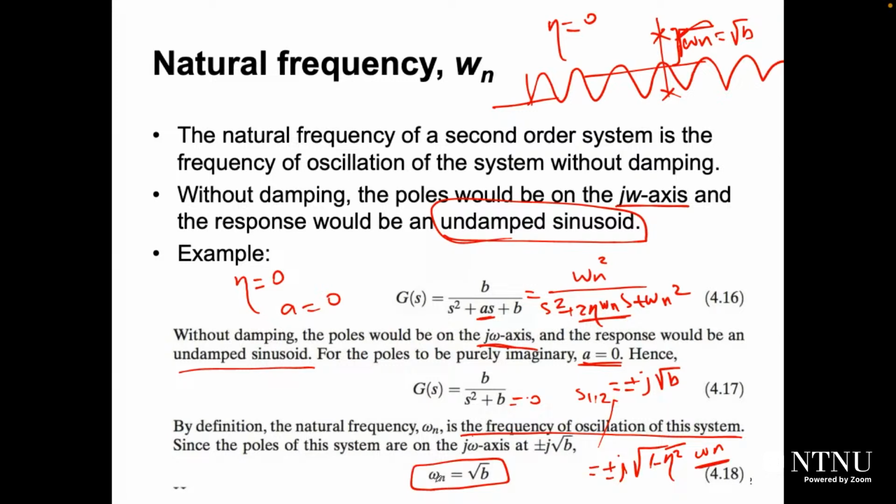And remember, when it's a complex conjugate for an underdamped system, it was like that. So we have here the real part, we have here the imaginary part, and we have here omega n. So omega n was the square root of the real part squared plus imaginary part squared. You don't have a real part here, so omega n equals that part, which is the square root of P.